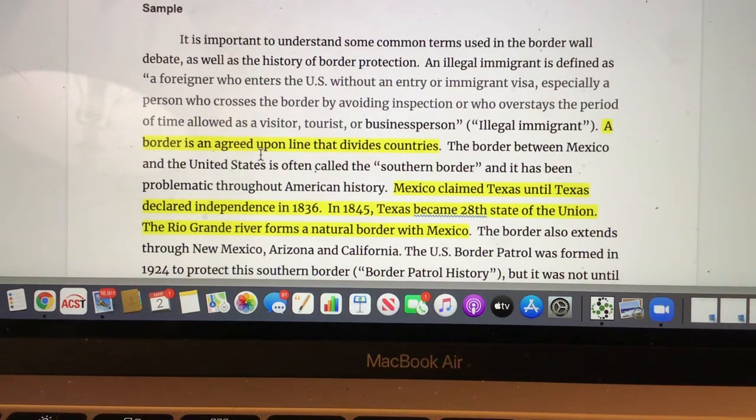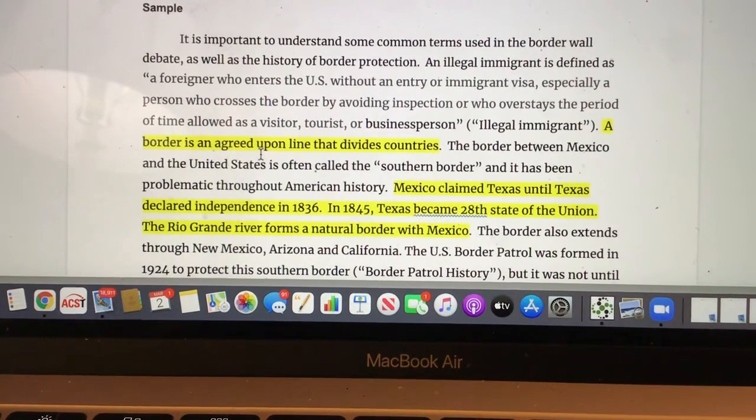Okay, "A border is an agreed upon line that divides countries." Now, this is a good example of something that is unnecessary. It insults the intelligence of your reader. Most of us know what a border is, just like most of us know what an iPhone is and what a gun is. So I didn't need that. That's unnecessary.